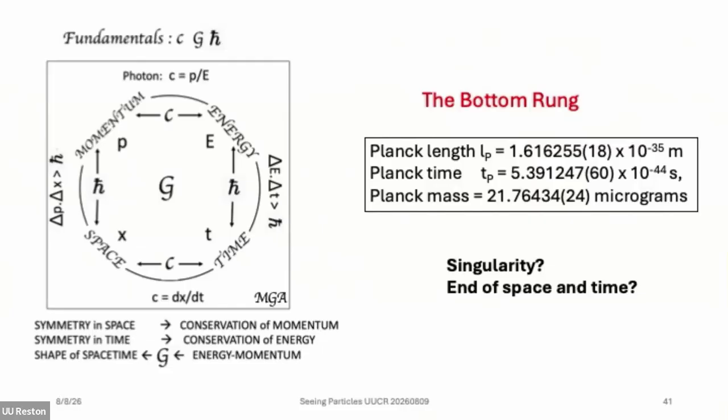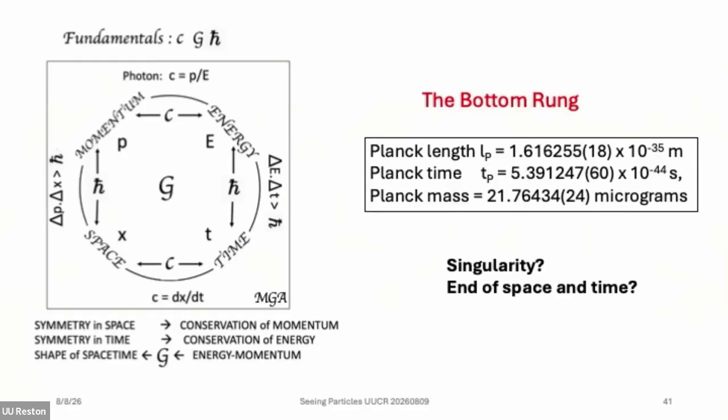And also momentum and energy for a photon are related by the speed of light too. And then on the right you see energy and time, which are related by Planck's constant, h or h bar. And the momentum and space are related also by h bar. That's the so-called uncertainty principle. And in the middle is G. G is Newton's gravitational constant that relates space-time and energy-momentum. It's how matter bends space and time.